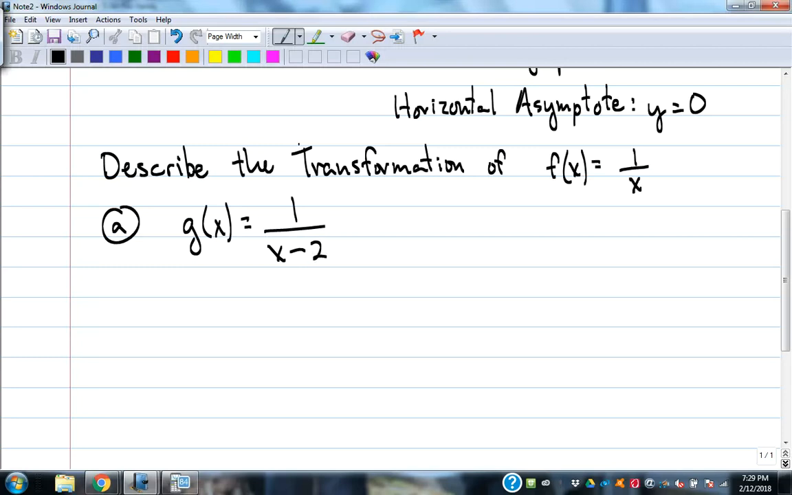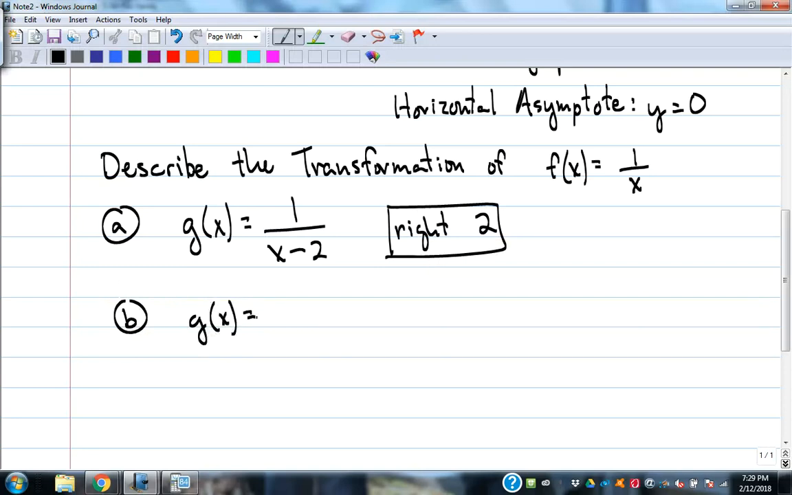X minus 2, that's an inside thing because it happened directly to the x. If it happens directly to the x, then it's a horizontal movement. So this is right 2. Okay. That's the transformation of the parent graph.